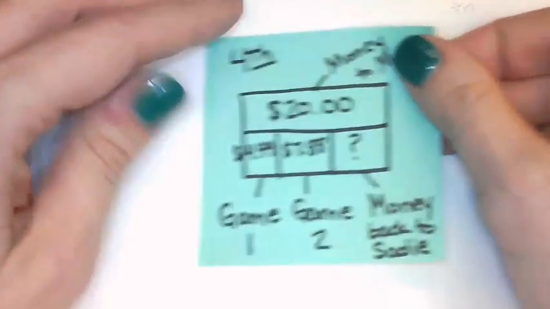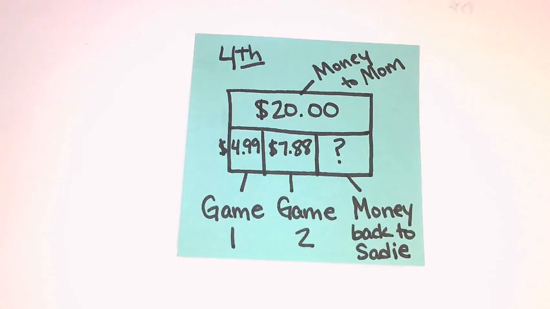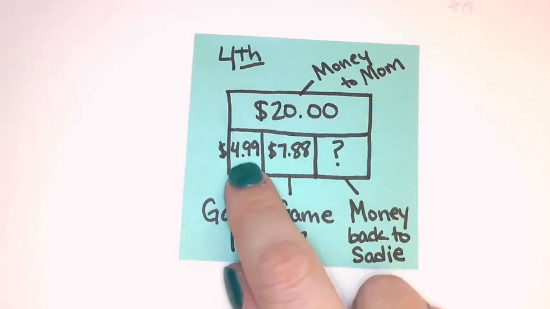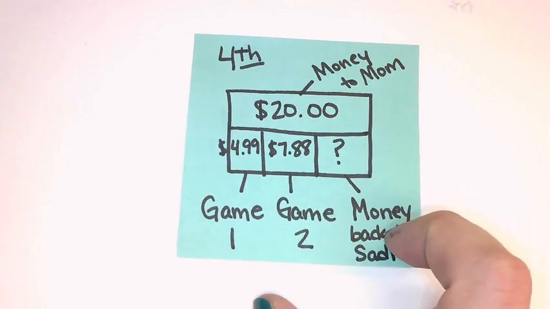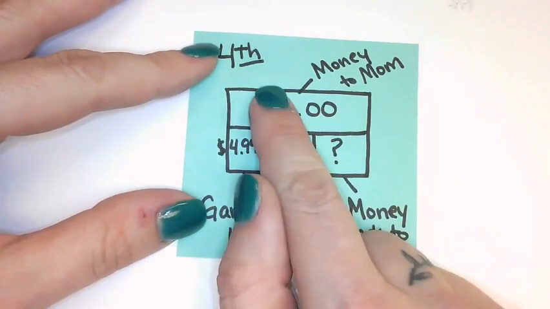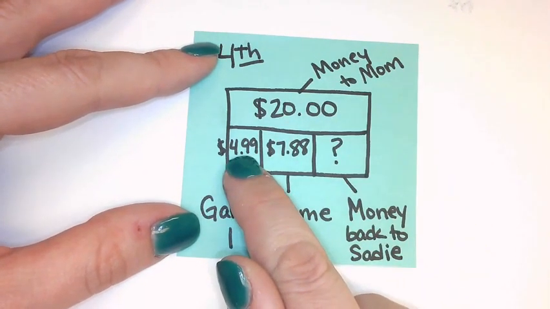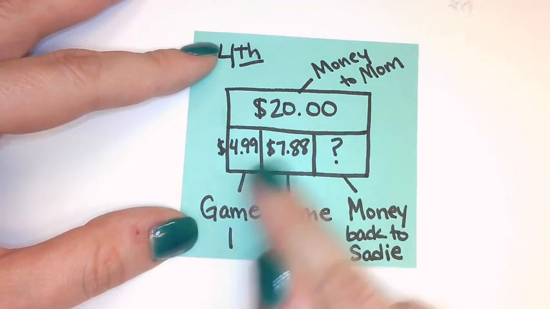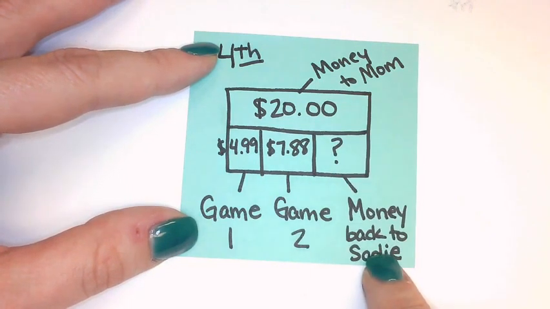And then in fourth grade, we move on to adding in decimals. For this problem, Sadie bought some games on her phone. One was $4.99. The other one was on sale for $7.88. She had to pay her mom back for them and gave her $20. How much change should her mother give her? So we can label this part. She gave her mom $20. She spent $4.99 on the first game, $7.88 on the second game, and then whatever's left goes back to Sadie.